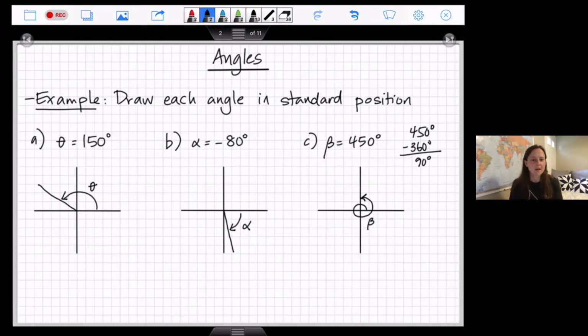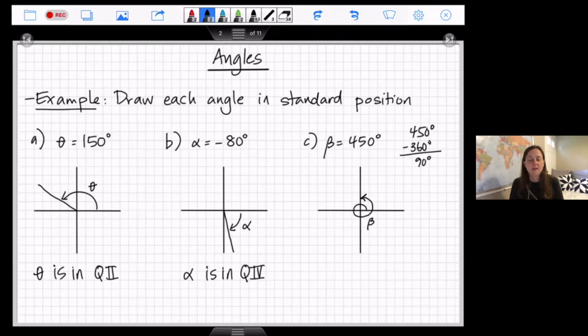All right. The last bit of terminology I want to put on this slide, we say that this angle theta over here is in quadrant 2. Obviously that angle spans through quadrant 1 and quadrant 2, but when we say that an angle is in a quadrant, we mean you drew it in standard position and the terminal side landed in quadrant 2. And then alpha, we would say, is in quadrant 4.